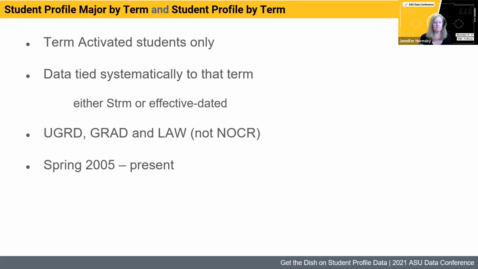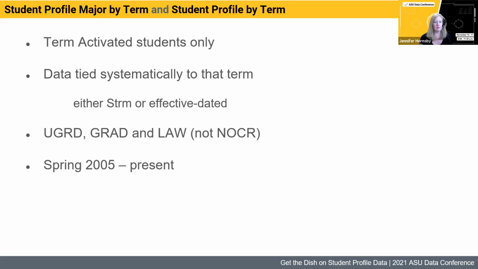All the data that's in the table is tied to a term, so either the record already has a term in it or we pull the effective date as of the term start. That means we only put information in this table where there's a business rule that ties to a term, and that as a student's record changes over time, you could tie it to a term and see those changes by term.